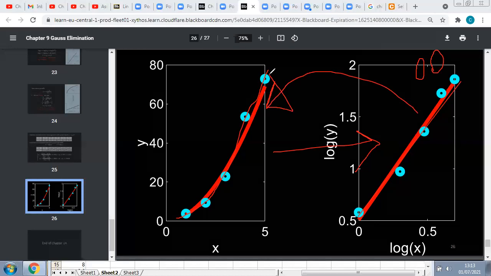This is the end of chapter 14. Any question on this chapter?